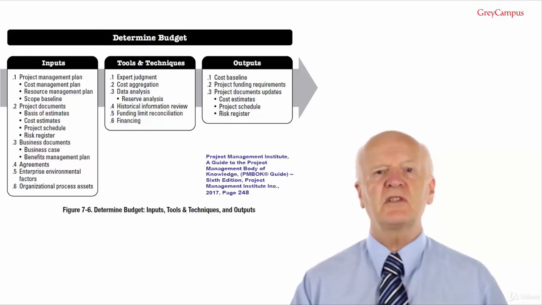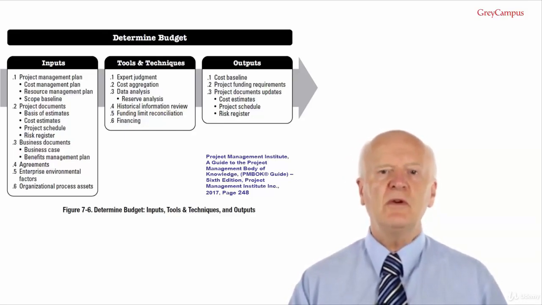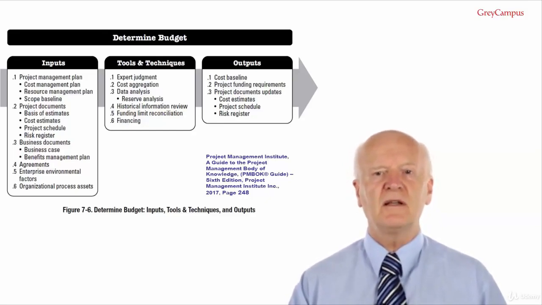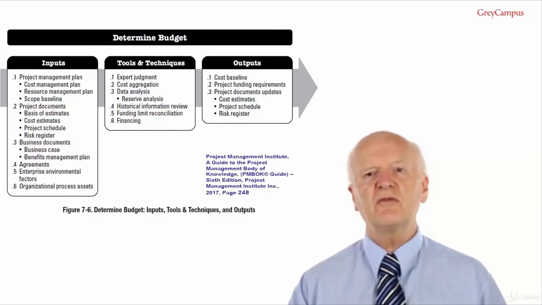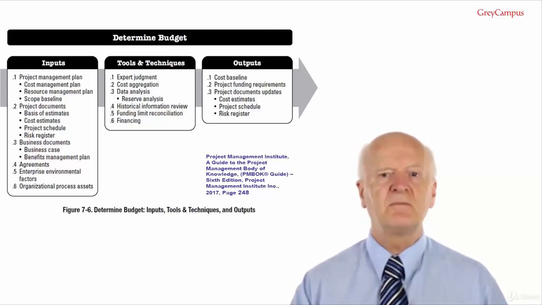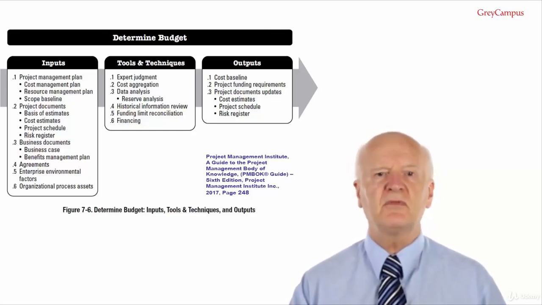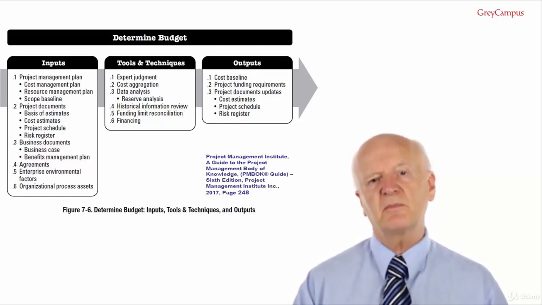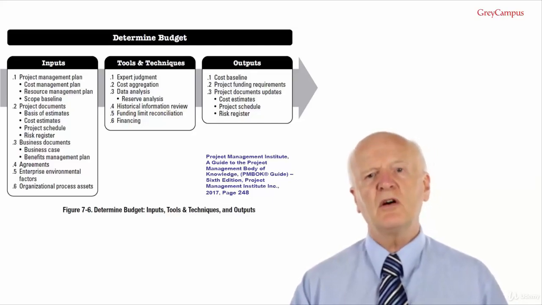Tool and technique number 4, historical information review. Reviewing historical information can assist in developing parametric estimates or analogous estimates. Historical information may include project characteristics, i.e. parameters, to develop mathematical models to predict total project costs. Such models may be simple, for example, residential home construction is based on a certain cost per square foot, per square metre, per square yard or wherever, or complex.